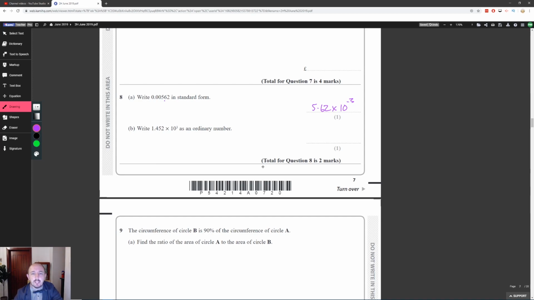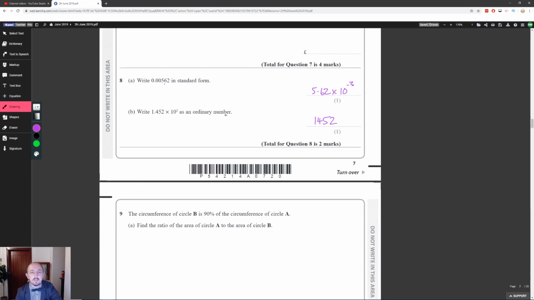1.452 times 10 to the 3, we're going to move it 3 spaces to the right. That's going to give us 1452. Check out my calculator video where we do standard form on the calculator for us.